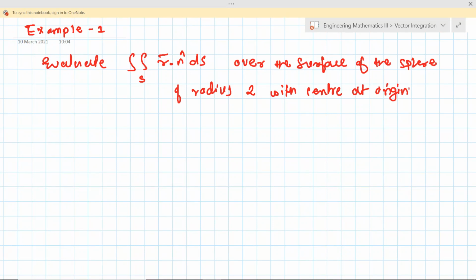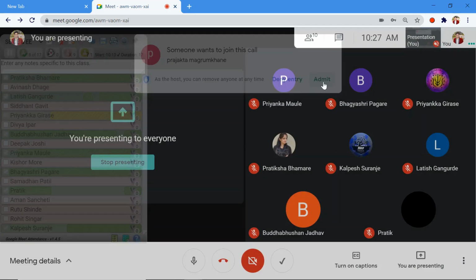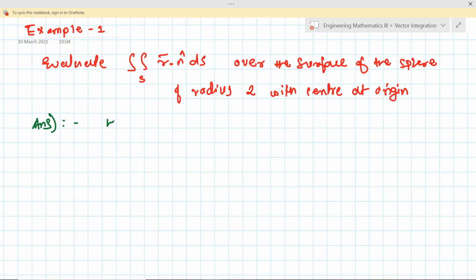So if we compare this with F bar dot n cap ds, what is my F bar? F bar is nothing but r bar. Let us see the solution. Here a bar is r bar. And what is r bar? R bar is a variable vector, which is nothing but xi plus yj plus zk. This is my r bar.